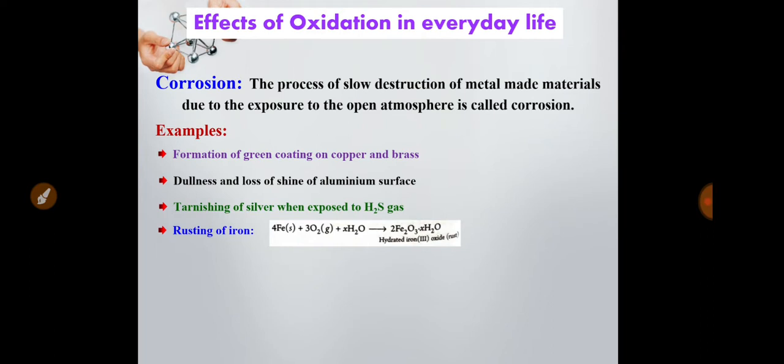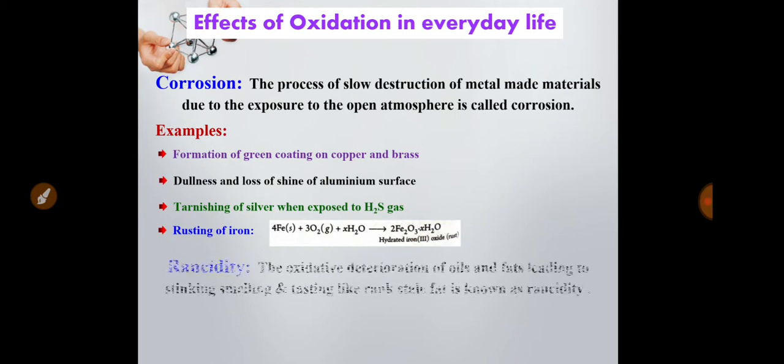And one more effect of oxidation in everyday life is rancidity. What is rancidity? If you keep oil or fat material, or food containing oil or fat, for 2-3 days in open atmosphere, then it will become stinking or foul smelling, and there will be a sour taste. This incident is called rancidity. The definition is the oxidative deterioration of oils and fats leading to a stinking smell and a taste like rank stale fat, known as rancidity.